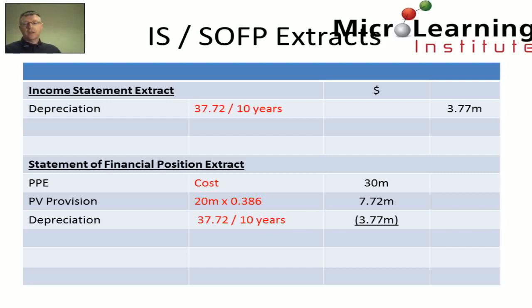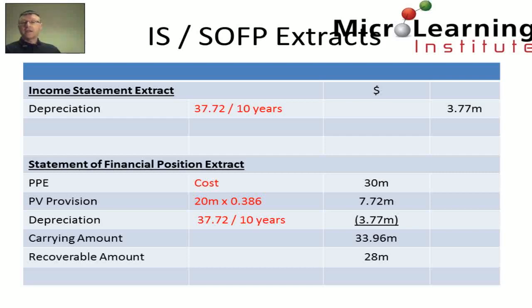Now we must also then depreciate this for 1 year, and again we're told the useful economic life is 10 years. So here we see the reduction in the carrying amount of the asset of the depreciation of $3.77 million, and of course that depreciation being recognized in the income statement at $3.77 million. So the net carrying amount of the asset at year end is $33.96.